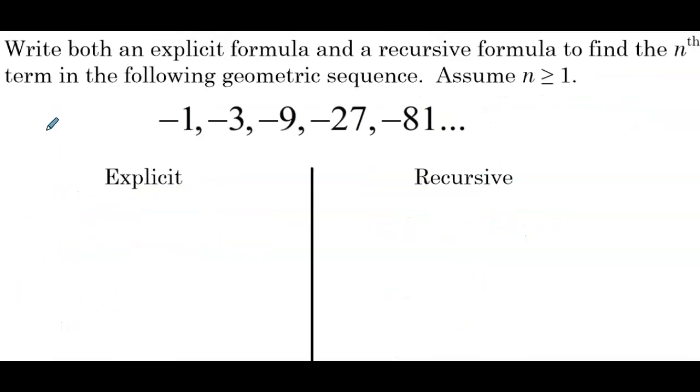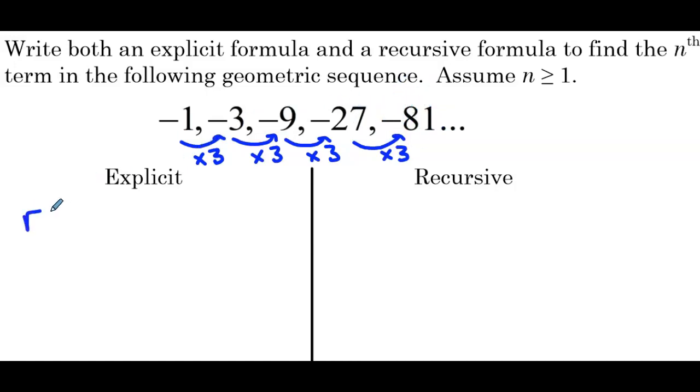Write both an explicit formula and a recursive formula to find the nth term in the following geometric sequence. Assume n is greater than or equal to 1. So we're assuming that this is the first term, not the 0 term. That's what it means when I give you this piece of information. Okay, so looking at this sequence, it definitely is geometric. It has a common ratio of 3. We're multiplying by 3 to get from one term to the next. Let's just make sure it works for all the terms they gave us. Right? Sometimes they change it up on that last term. It's not the nicest thing to do, but something we have to watch out for.